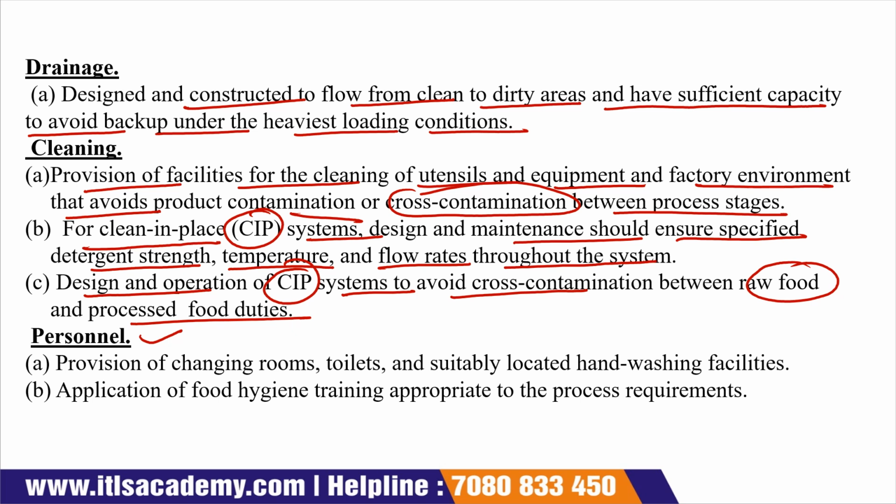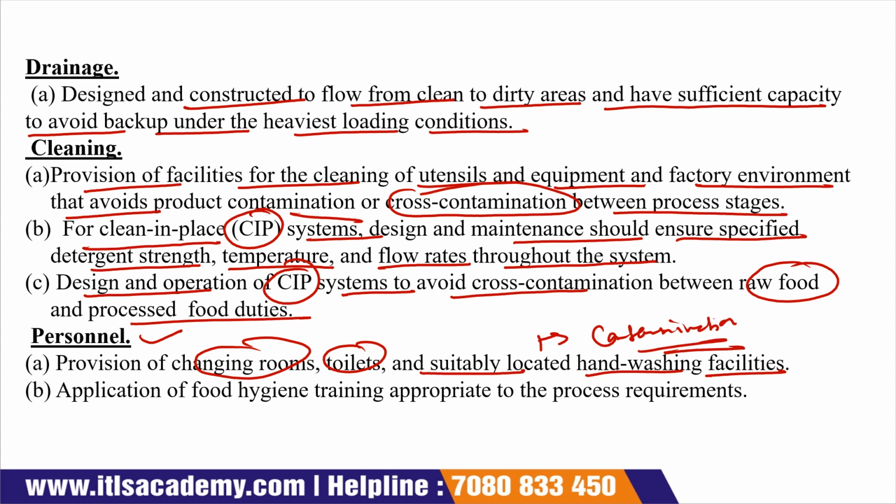There should be provision of a changing room, toilets and suitably located hand washing facilities, so that it will avoid contamination which occurs inside the food product. Application of food hygiene training appropriate to the process requirement. Okay, so food hygiene training should also be given to the persons who are working inside the process, according to the process requirement.